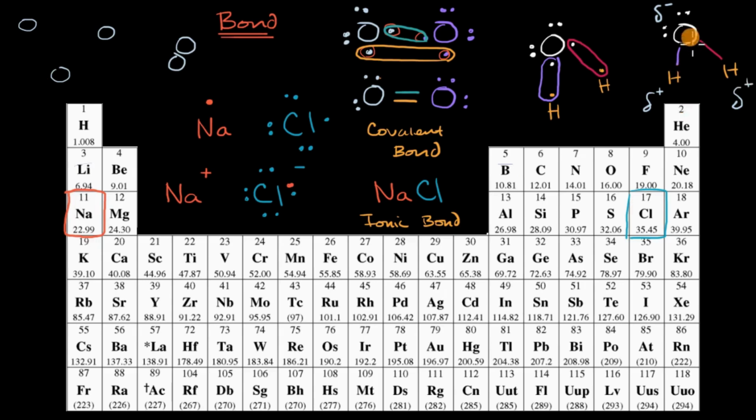And in case you're curious, that little symbol I'm using for partial is the lowercase Greek letter delta, which is just a convention in chemistry. And so this type of covalent bond, because there is some polarity, one side has more charge than the other, is known as a polar covalent bond.